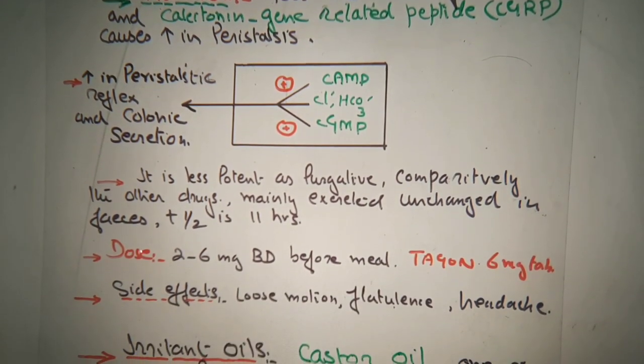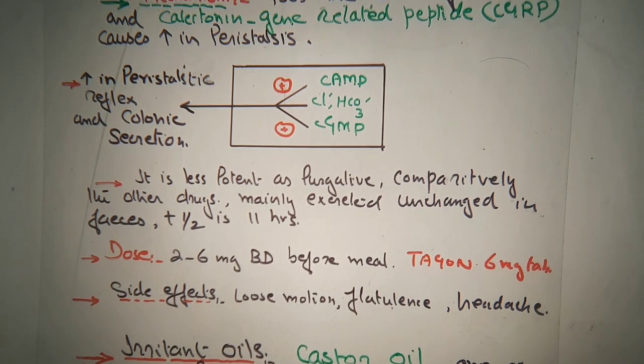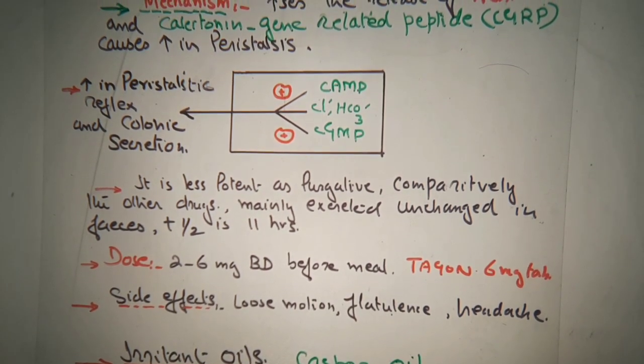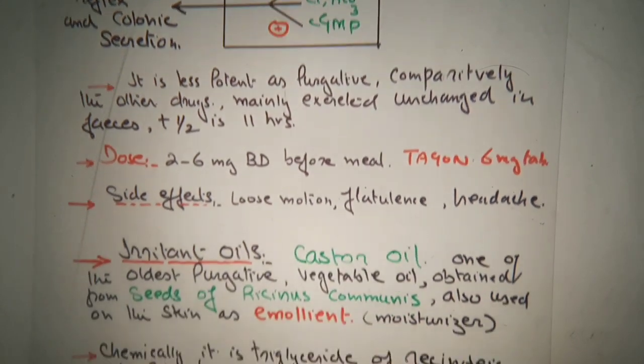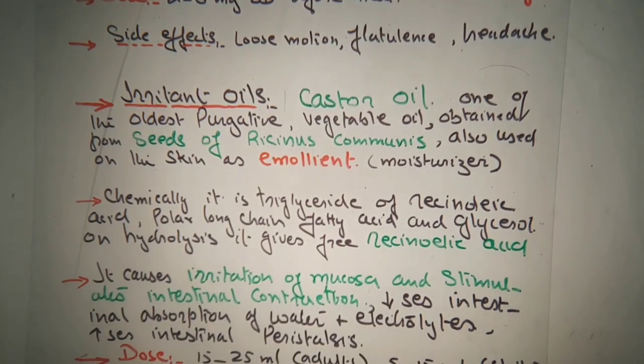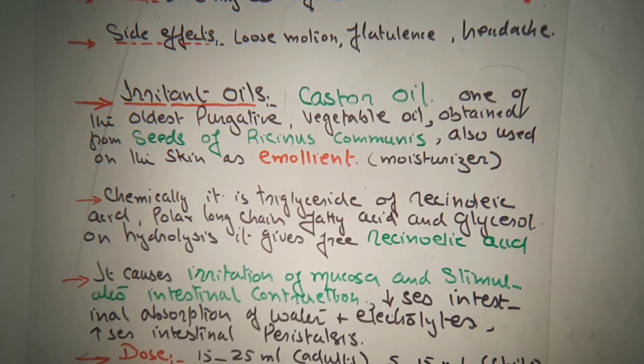unchanged in the feces. So the half-life is 11 hours. Now you know that it has a prolonged action, that is, the half-life is 11 hours. So that's why they are prolonged drugs. Now the dose is 2 to 6 milligram twice a day before meals, in the form of 6 milligram tablets. Side effects: loose motion, flatulence and headache.